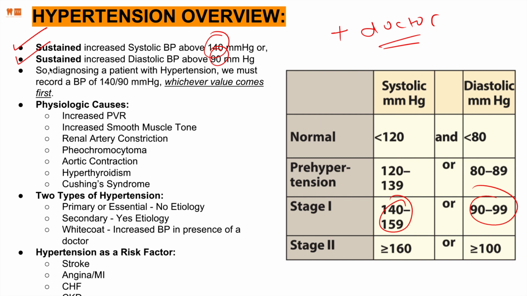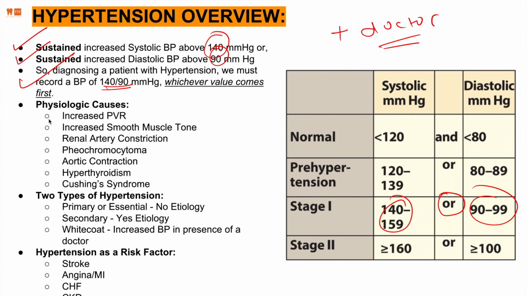So sustained is important. To diagnose the patient with hypertension, we must record a blood pressure of 140 or 90, whichever value comes first. So we're not looking for 140 and 90. This term "or" is very important.